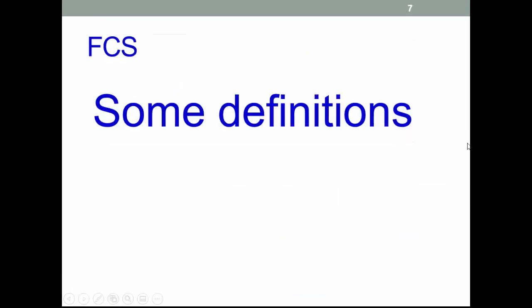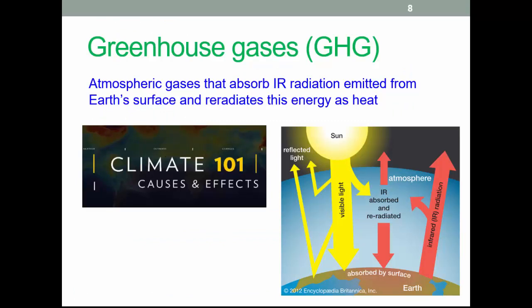Okay, so some definitions. Greenhouse gases, a thing which you talked about a lot, and some good links here to various resources explaining what they are and what their effects are. Basically, they're defined as atmospheric gases that absorb infrared radiation emitted from the Earth's surface and re-radiate this energy as heat. So visible light shines in from the sun through the atmosphere. It's absorbed to some extent, but then hits the surface of the Earth and is re-radiated as infrared radiation, which is then trapped by these greenhouse gases.